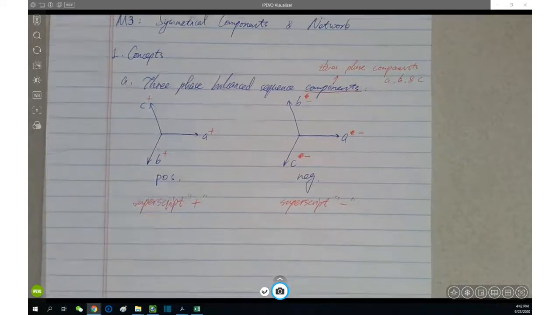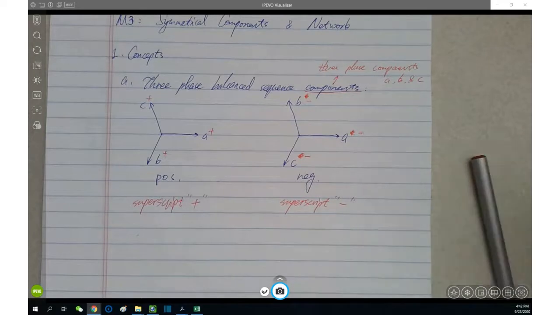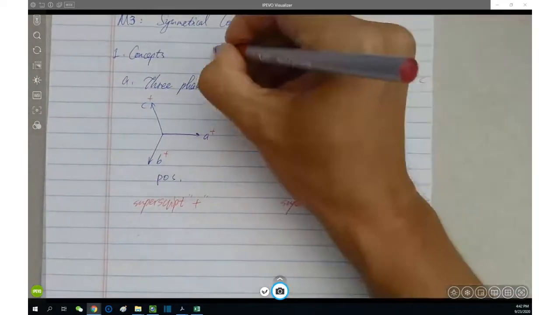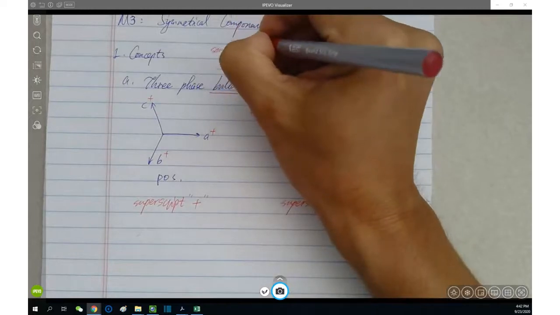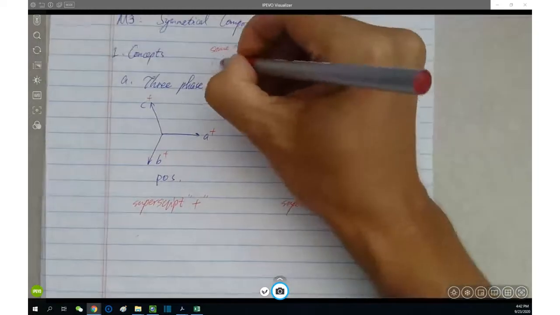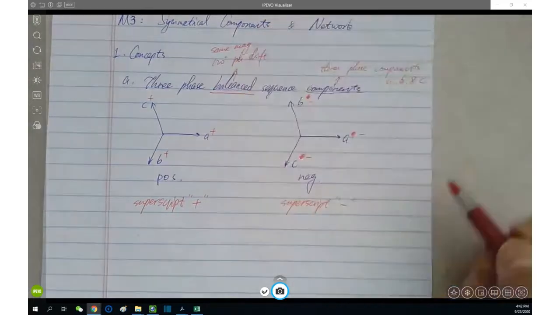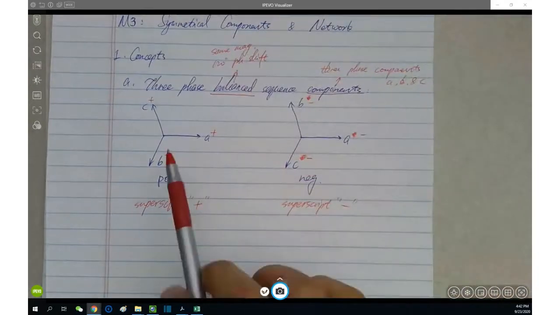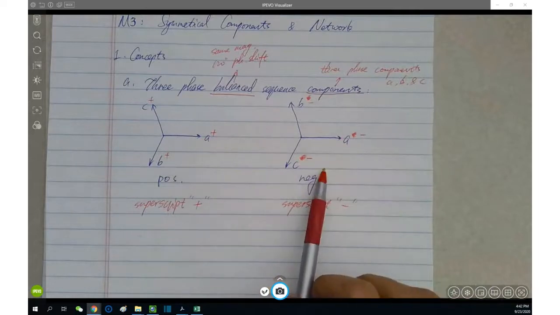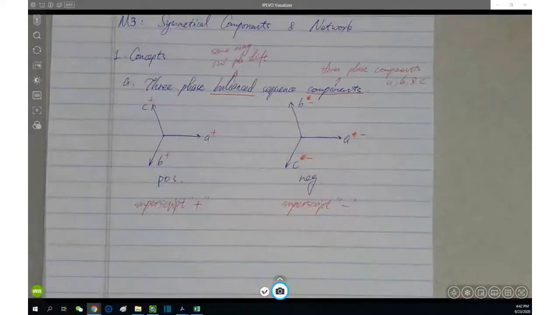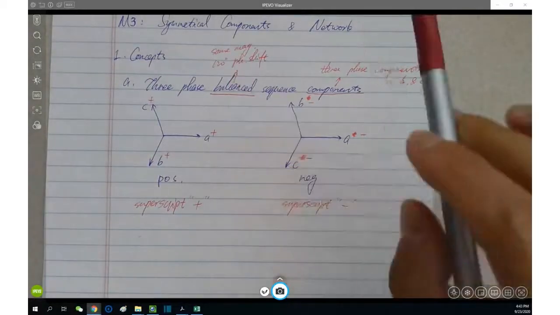Okay, this is called three-phase balanced sequence components. And here, what does it mean by balanced? Same what? Magnitude. 120-degree what? Phase shift. This means balanced. So no matter if it is positive or negative sequence, those three-phase sequence components are always balanced, right? So this is the so-called balanced sequence components.